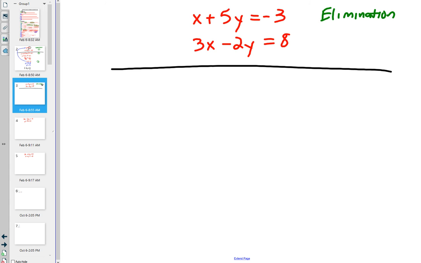The bad thing about the x's is that the signs are the same. So we're going to have to make them different because we want to end up with different signs. The good thing about the y's is that they already have different signs. The bad news is that we're going to have to multiply both equations because we need to get them to a 10, and neither of them are currently a 10.